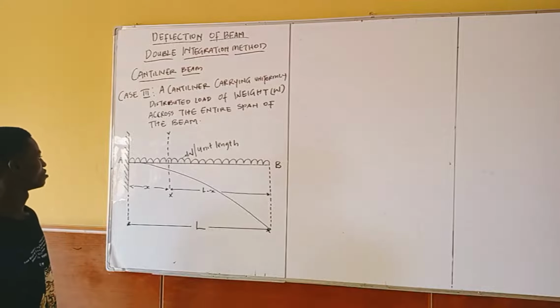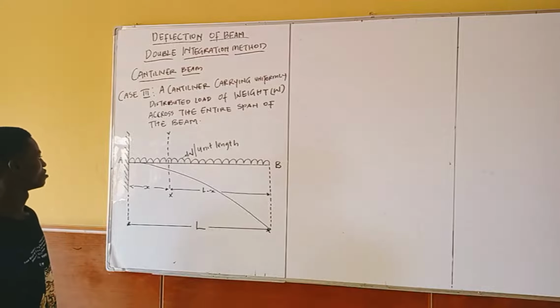Assuming that you have something like this, a uniformly distributed load with weight per unit length. Don't forget that your weight is given per unit length. Therefore, for me to get the weight, I need to multiply it by length. The length cancels the per unit length, which gives me my total weight. When you have your total weight, it will be acting at the center.